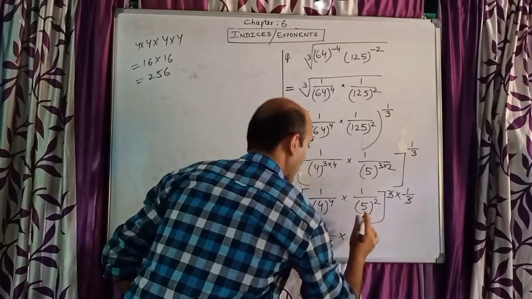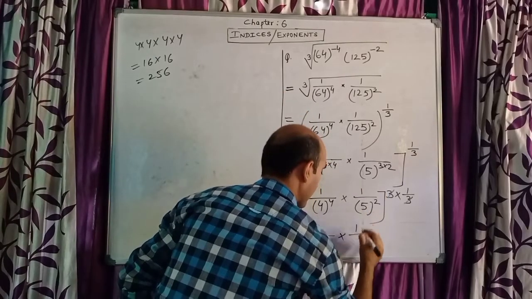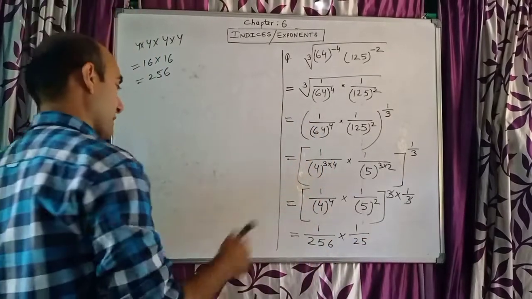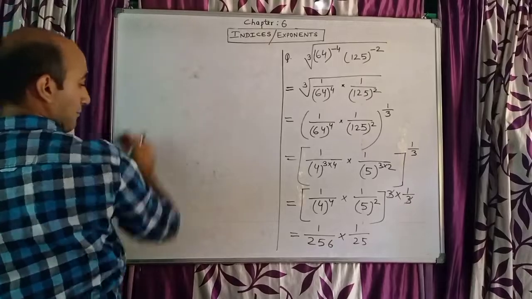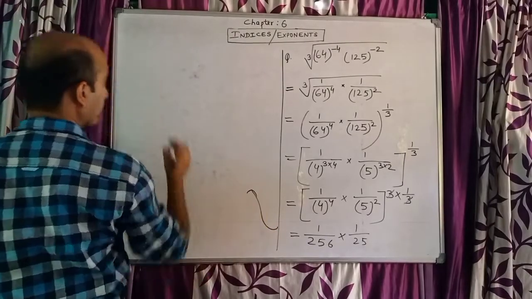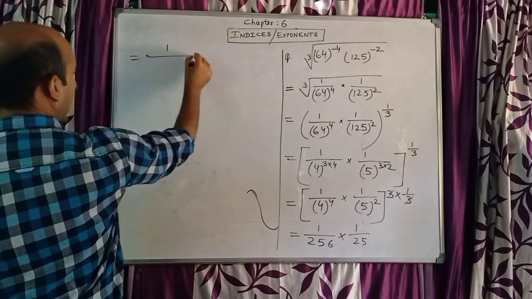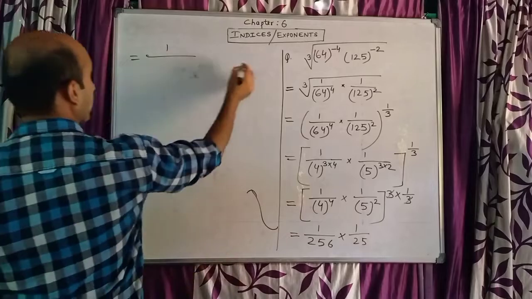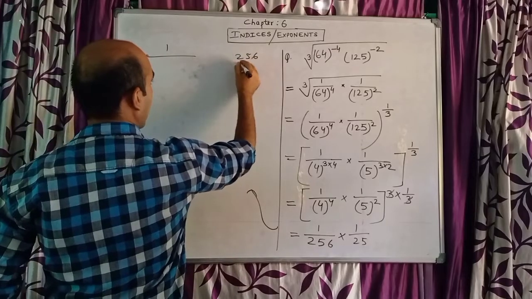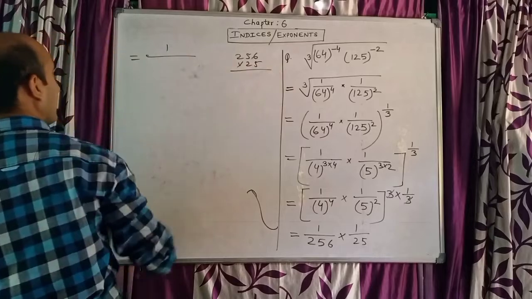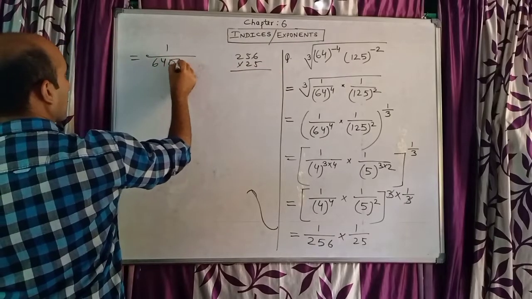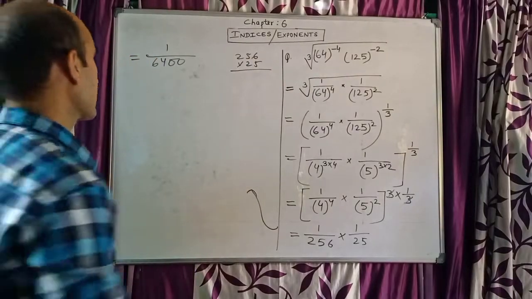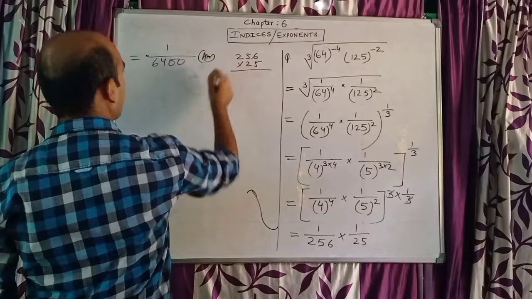And 1 by 5 square. 5 square is 25. 5 5s are 25. So now my result will be 1 by, 1 1s are 1, and 256 and 25 you multiply in the rough. 256 and 25 you can multiply in the rough, and your answer will be 6400. You multiply this in the rough, your result is 6400. This is our final answer.